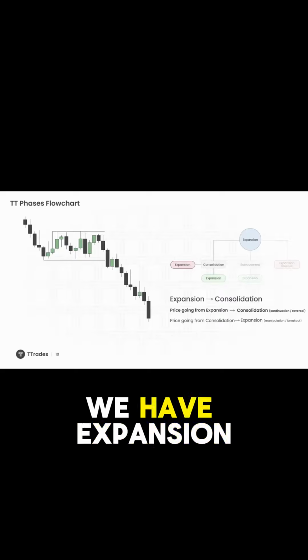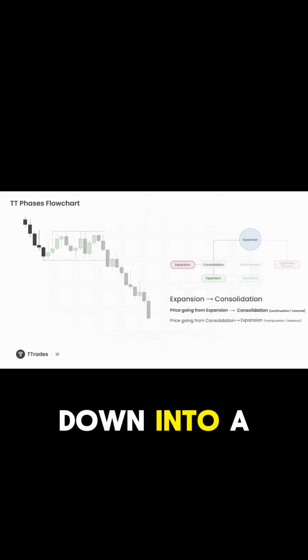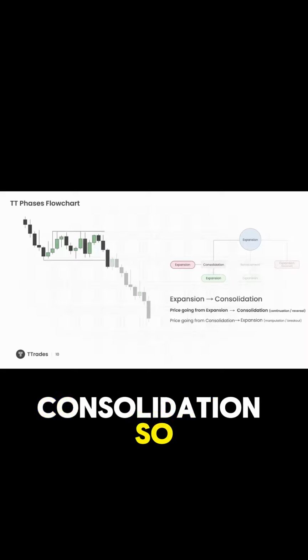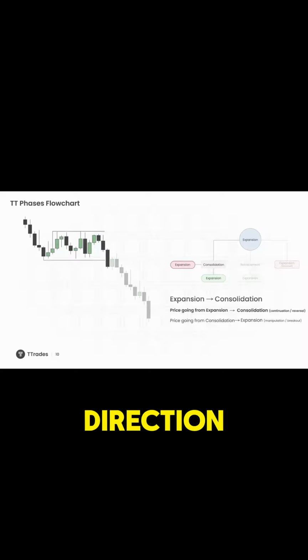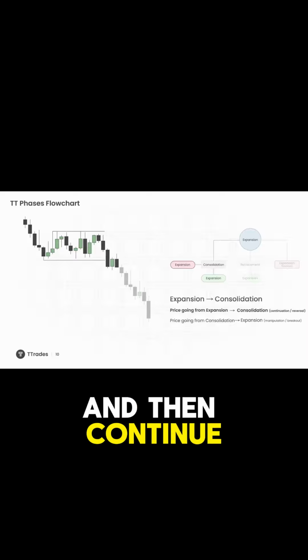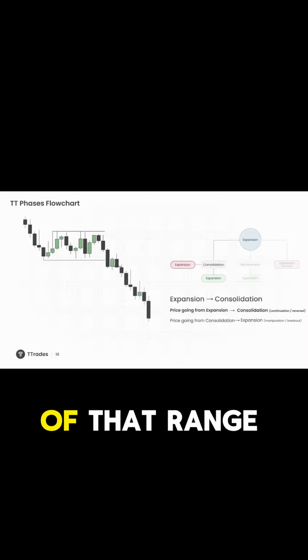So you can see we have expansion down into a consolidation. And in this case, we break out of that consolidation. So we get expansion in the same direction. And then I want to look for the next phase of price. Here we retrace and then continue lower, right? So we break out of that range.